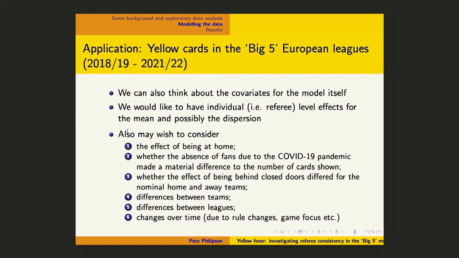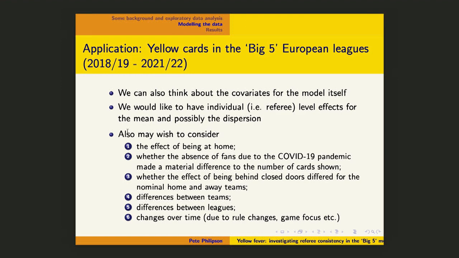Also want to look whether the absence of fans due to COVID-19 made a difference to the number of cards shown. And also the interaction between these two things. So during the pandemic, did it change? If there was a home advantage, did that disappear? Or did that get bigger when games were played behind closed doors? Differences between leagues as well. It's got these 5 leagues, and we'll see if there's any differences between them. And also any changes over time.